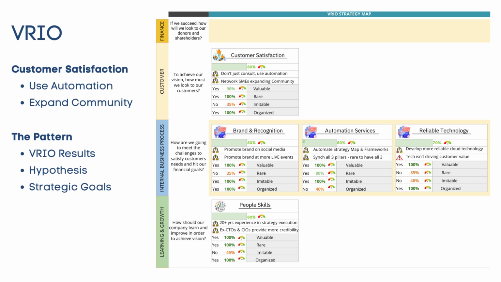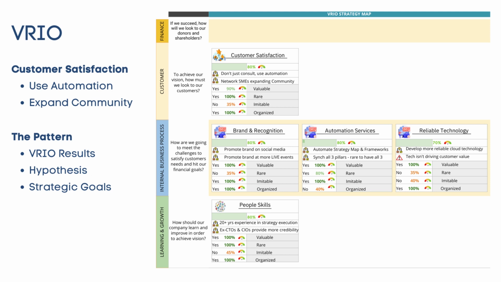Let's take a quick look at a few examples of a VRIO analysis from the VRIO strategy map shown here through the VNC Designer Platform. Looking at customer satisfaction, you can see we came up with two hypotheses or ideas. The first one is to make customer satisfaction even more valuable. For example, provide strategy automation tools to make strategy execution easier and repeatable for the customer. The second one is to make it harder to imitate by expanding subject matter experts' capabilities.